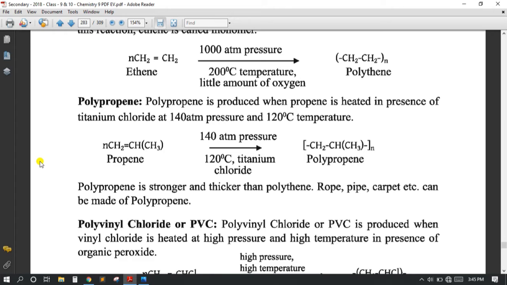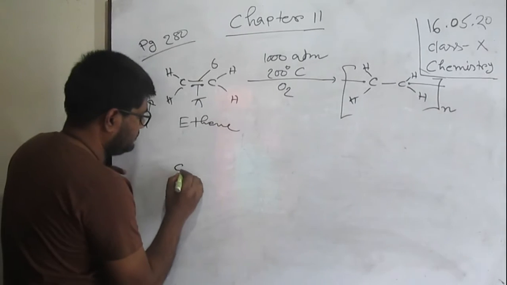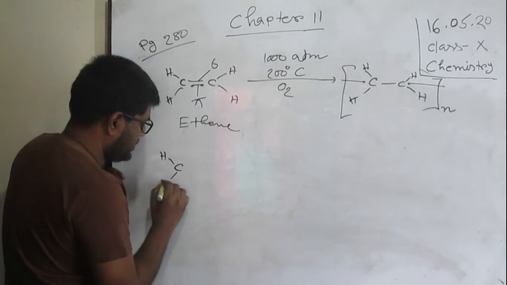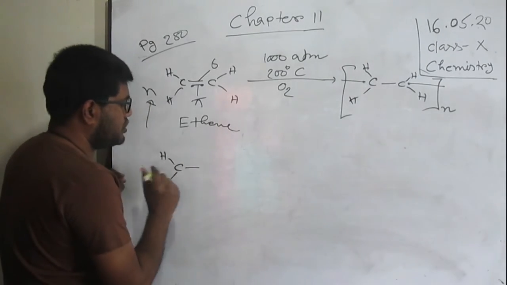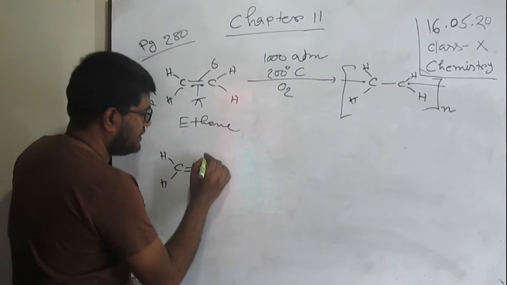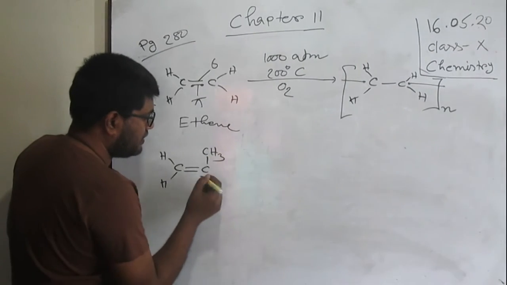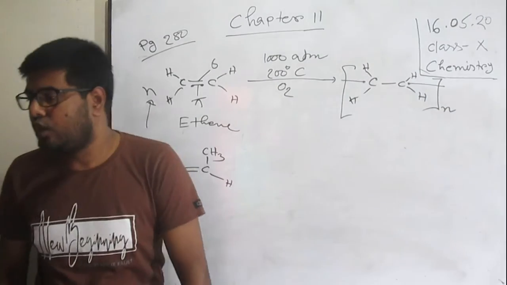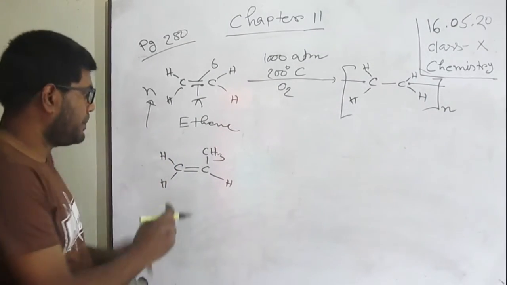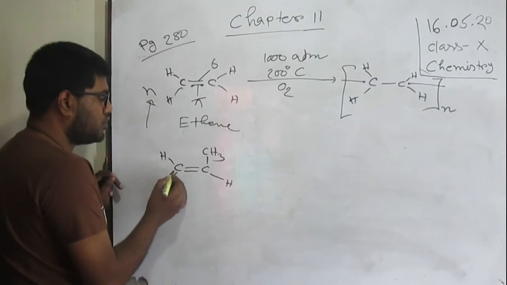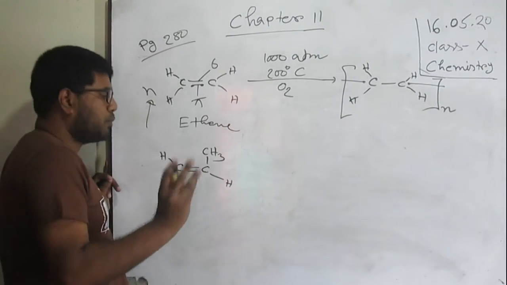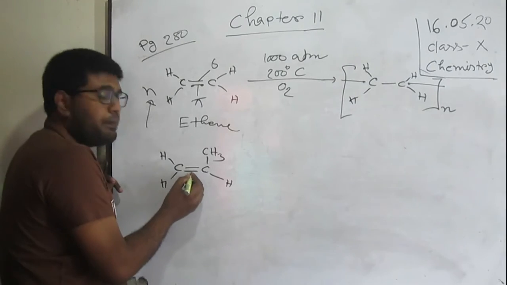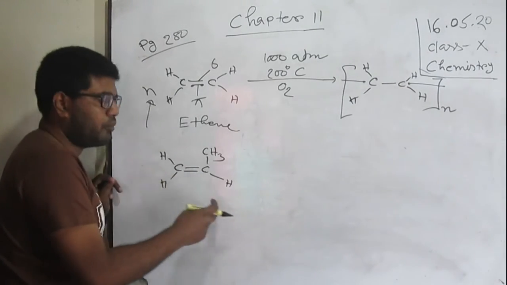Propene. CH2 double bond, then C, then CH3, then another H. This is called propene. Carbon number 1, carbon number 2, carbon number 3. Methane, ethane, propane: 1, 2, 3, and propene, because it contains a double bond, that means alkene.